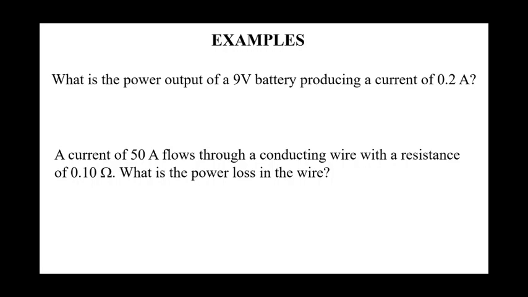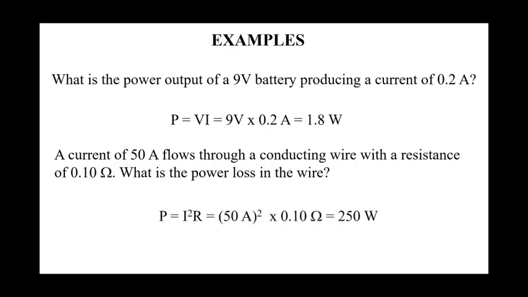All right, first example: what is the power output of a 9-volt battery producing a current of 0.2 amps? Power is simply voltage times current, so 9 volts times 0.2 amps gives 1.8 watts. Second example: a current of 50 amps flows through a conducting wire with a resistance of 0.1 ohms. What is the power loss in the wire? The answer here is 50 amps squared times 0.10 ohms, which gives 250 watts.